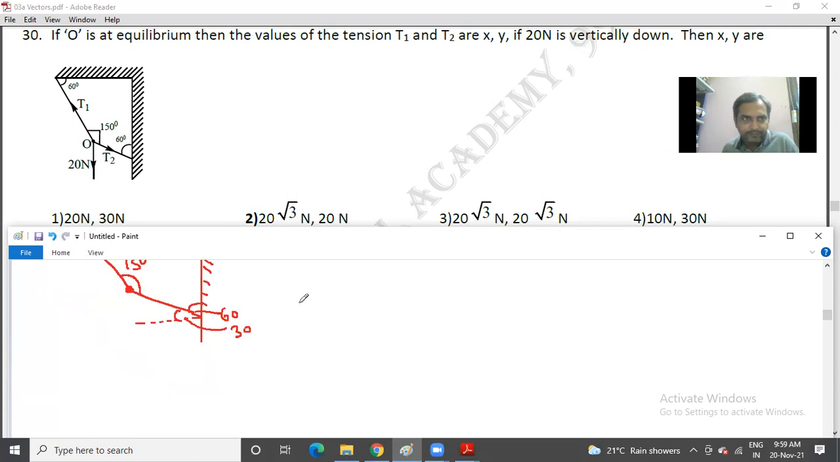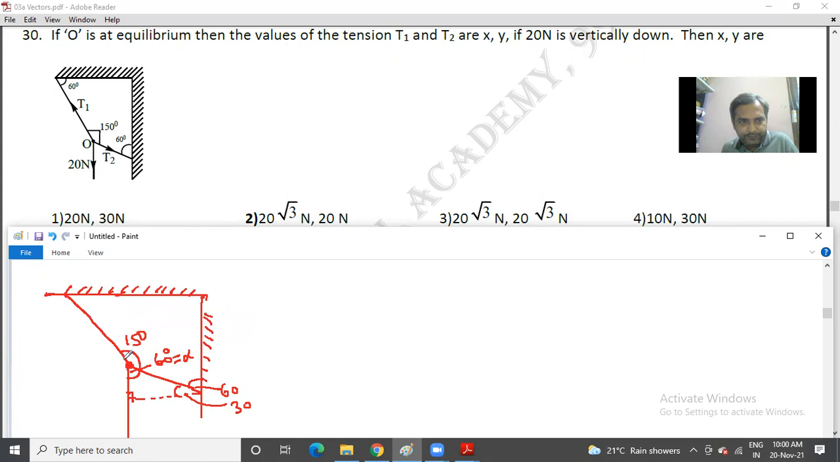Then next one. So there is 20 newtons acting vertically downwards. Now we need to find out this angle. If this is 30, this will be 90. So this will be 60. So you can say this alpha is 60. Gamma is 150. And it is important to find out beta.